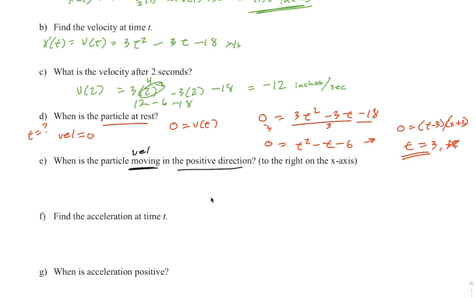Now in the positive direction, that means we want the velocity to be greater than 0. We want to move into the positive direction. So how do we solve this? Well, we just do what it says. We set the velocity greater than 0. So we'll use this simpler velocity equation: t squared minus t minus 6 is greater than 0. So literally just set the velocity greater than 0.